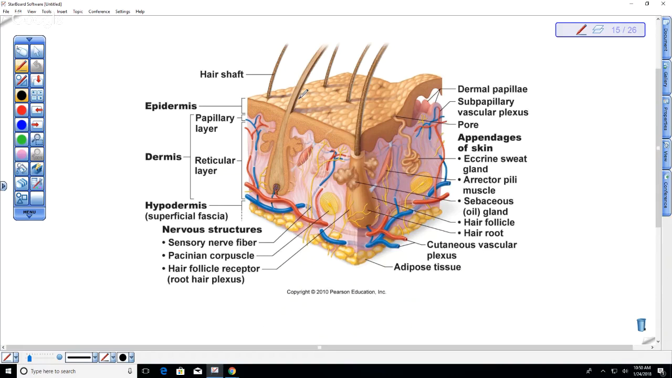We also have pressure signals. So besides the movement of the hair, you can feel light pressure, like these structures right here, or deep pressure, so this would be sensory as well.